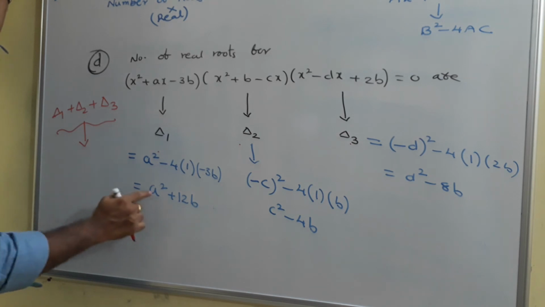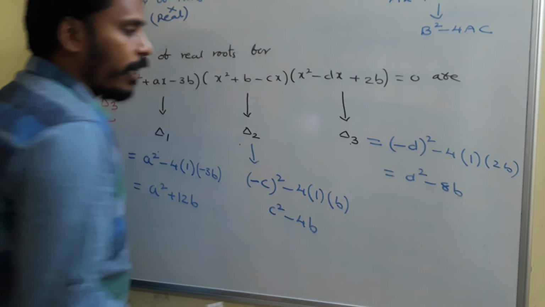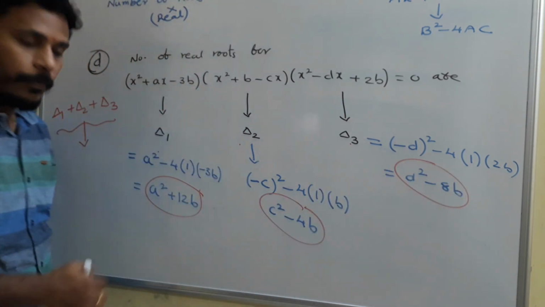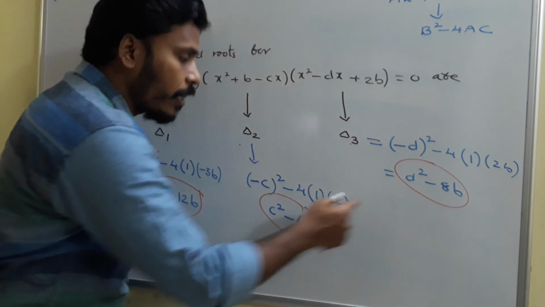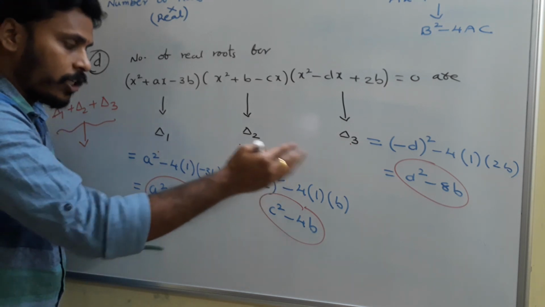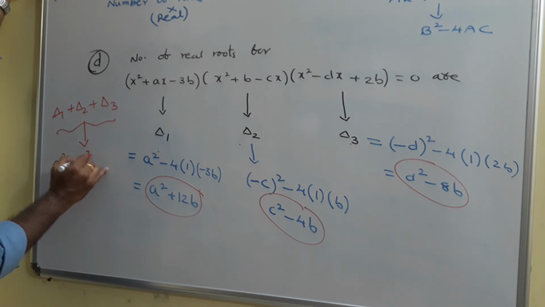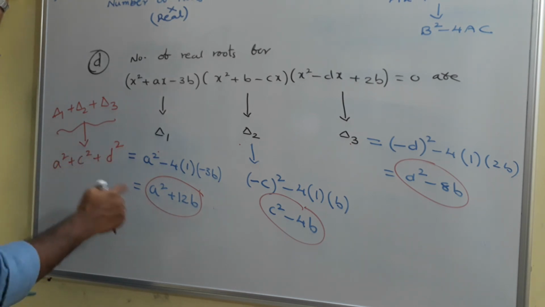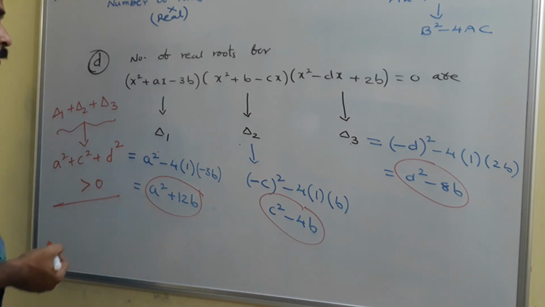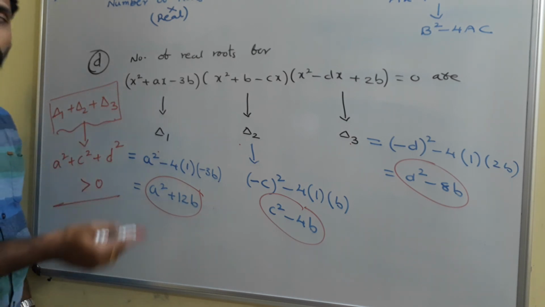You just look there. See, a square plus 12b, c square minus 4b, d square minus 8b. We are going to add these three. Since we are adding these three, 12b minus 4b minus 8b, on simplification it is no b, minus 12b plus 12b. Then you are left with a square plus c square plus d square. So the summation is a square plus d square plus c square, which is always greater than 0. That means delta 1 plus delta 2 plus delta 3 is always positive.